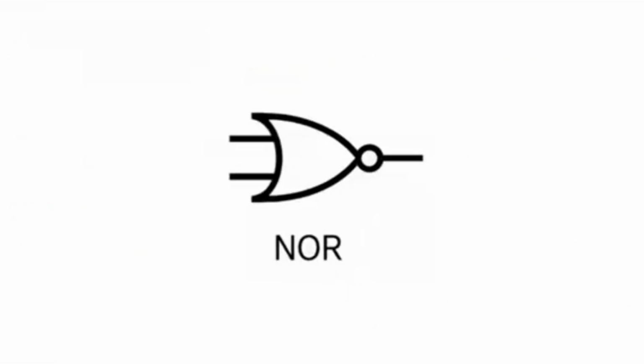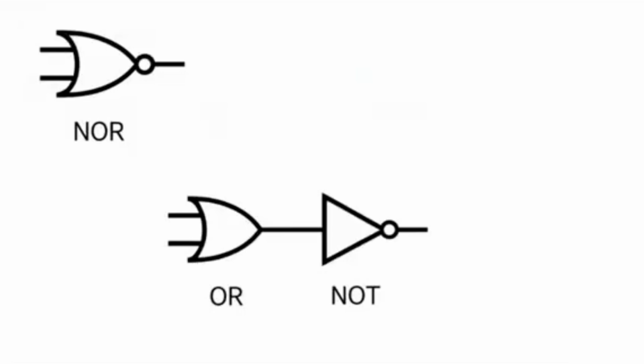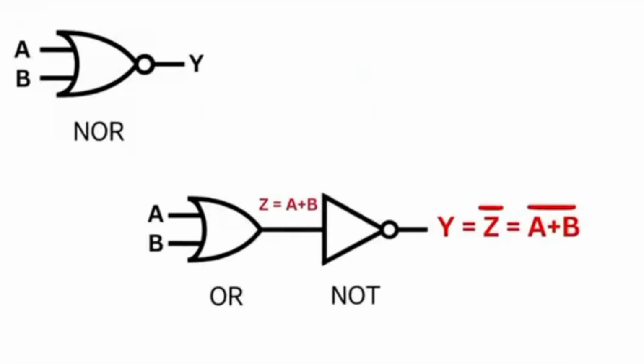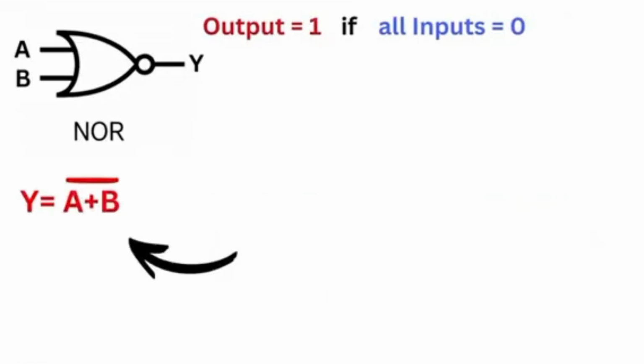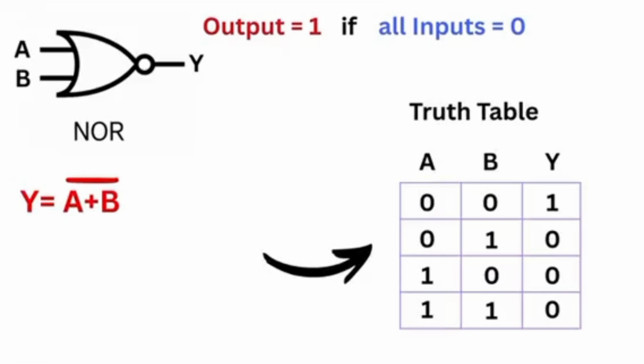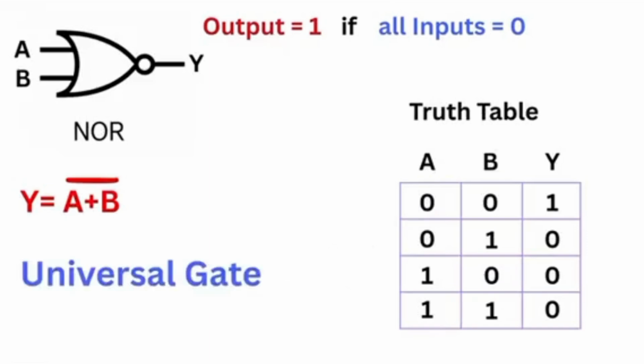Next, let us understand NOR gate. NOR gate is made by combining OR gate and NOT gate. First perform OR operation, then invert the result. So NOR means not OR. It is just the opposite of OR gate. In the OR gate, if any input is 1, then the output is 1. But in NOR gate, if any input is 1, output becomes 0. Only when all inputs are 0, output becomes 1. So its formula will be this, and its truth table will look like this, right? Easy peasy. NOR gate is also a universal gate, because we can build all other gates using only NOR gates.